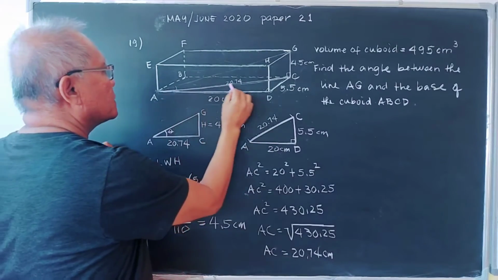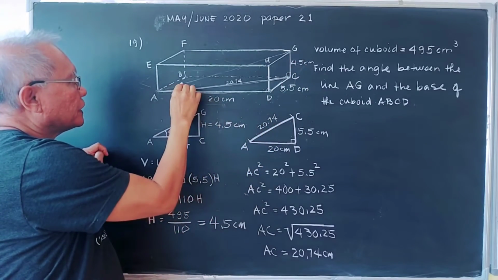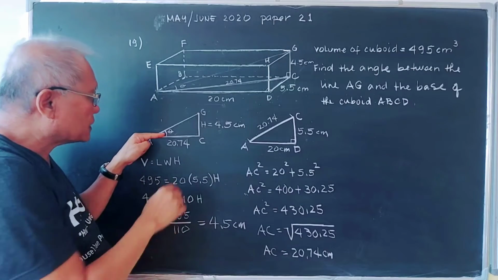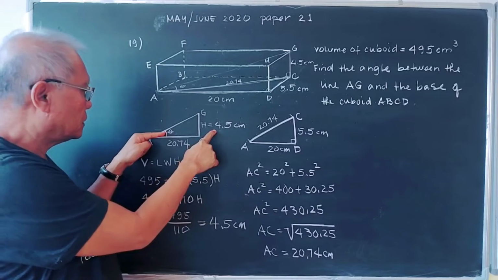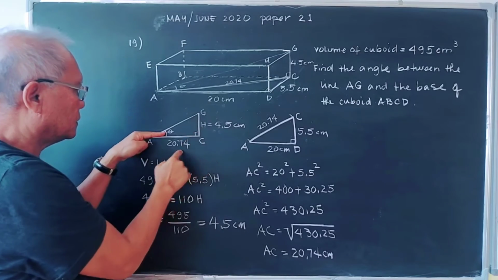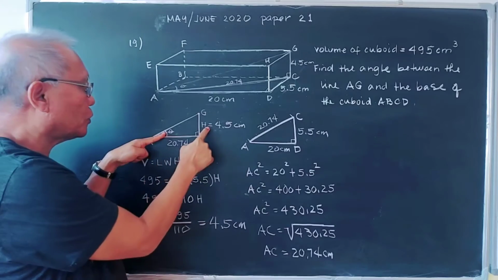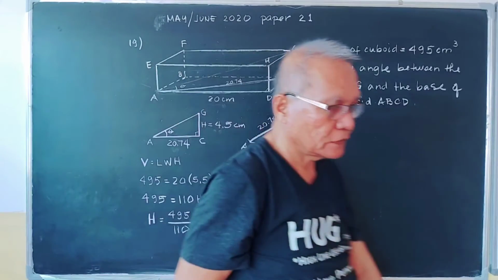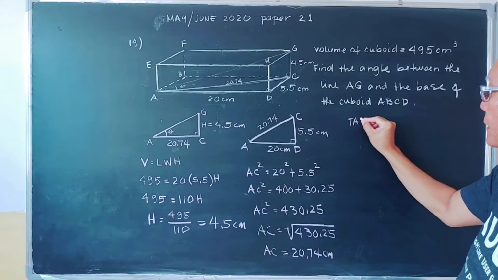This one is 20.74, the base, and then the height is 4.5. Can we get this angle here? Yes. What is this side from here? This H, it's the opposite, because this one is a right angle. And this one is the adjacent. So what is opposite over adjacent? That is tangent. So we have tangent theta here.